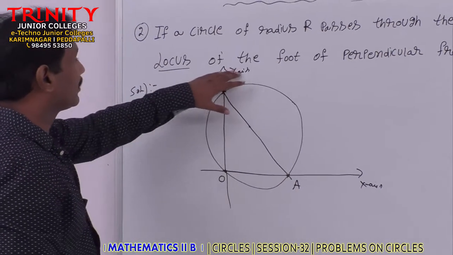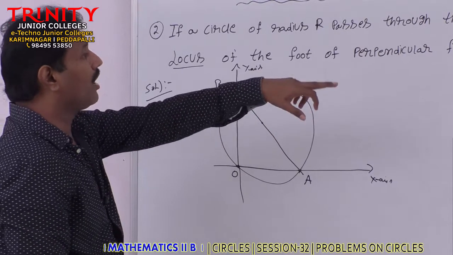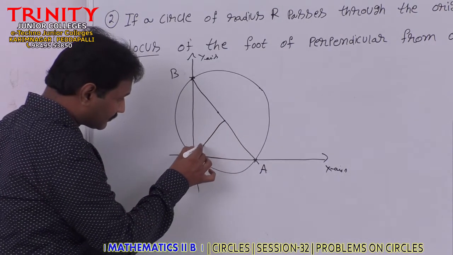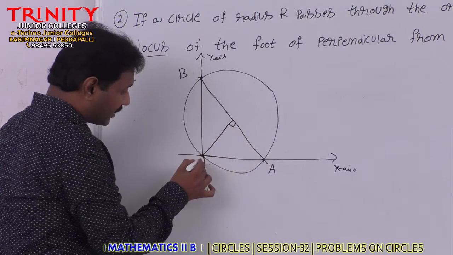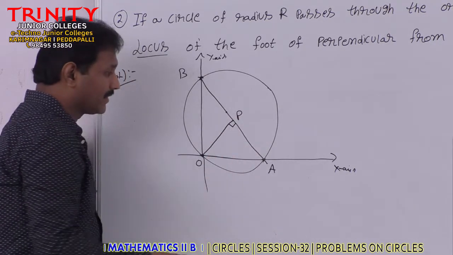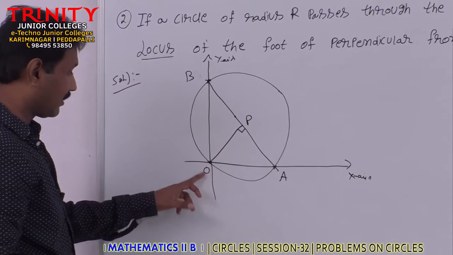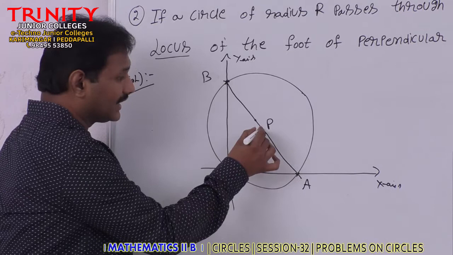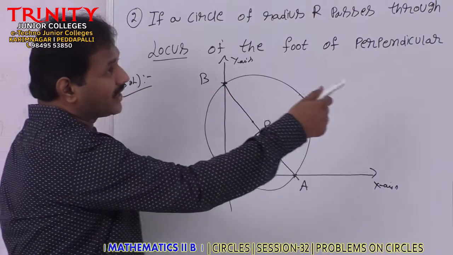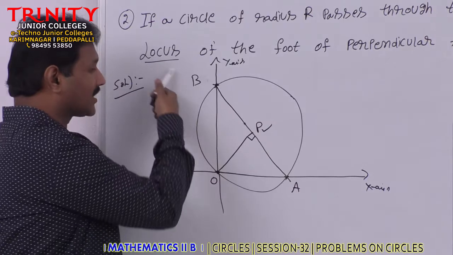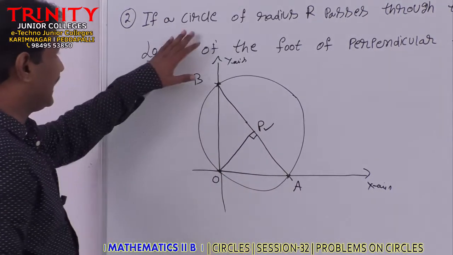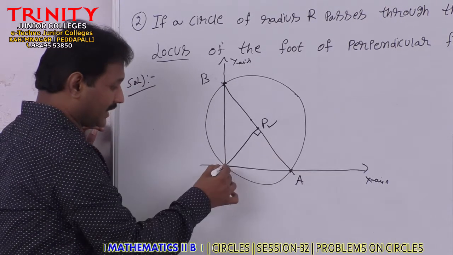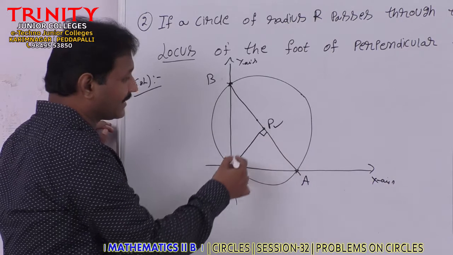Then we need the locus of the foot of the perpendicular from O on AB. Let P be the foot of the perpendicular from O on AB. This is the line AB, and this is the foot of the perpendicular. We find the locus of the point P. Here, the circle has radius R. The distance from the origin to the center is the radius, capital R.